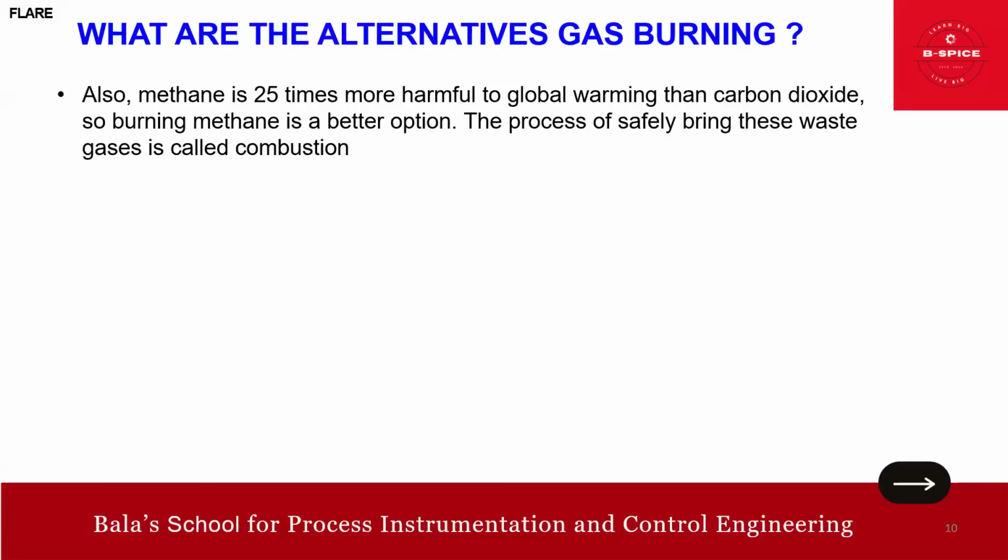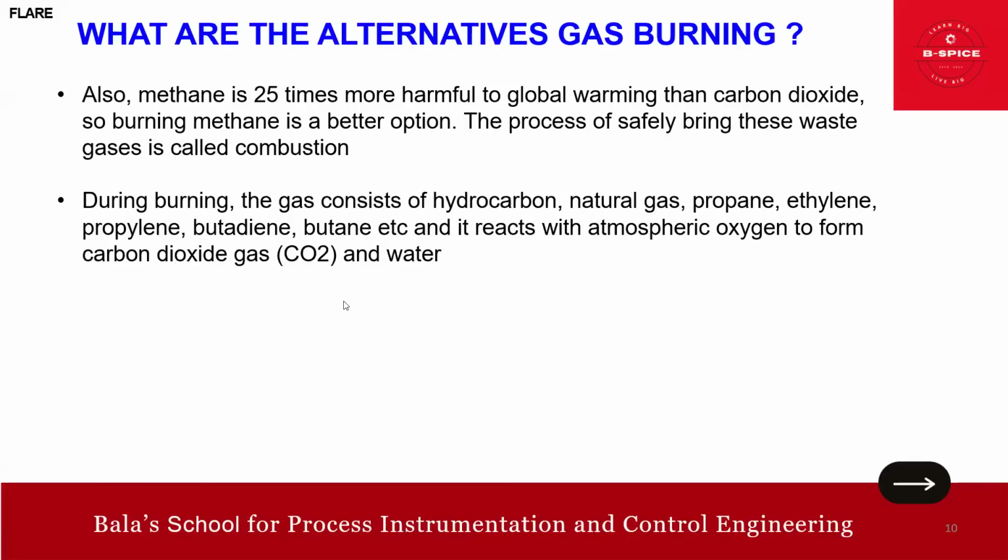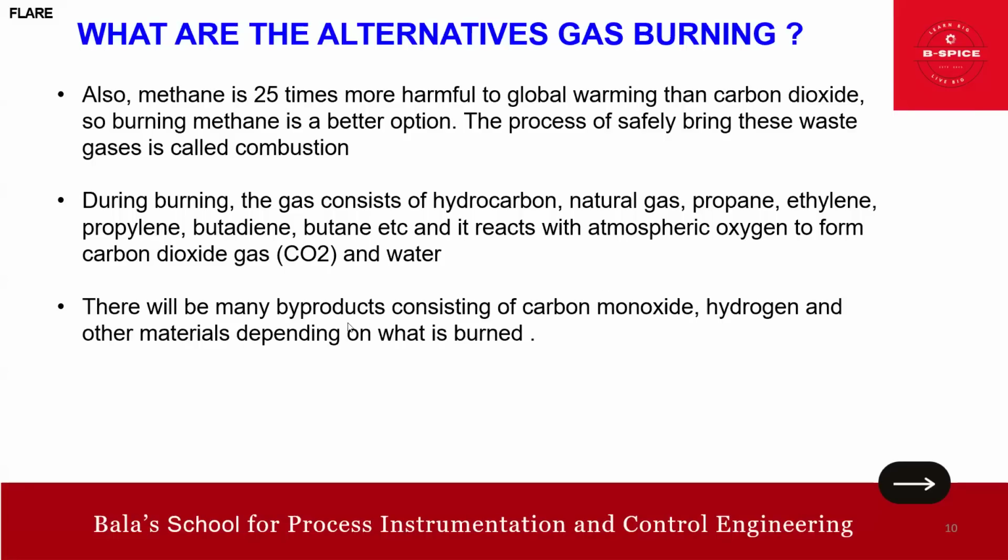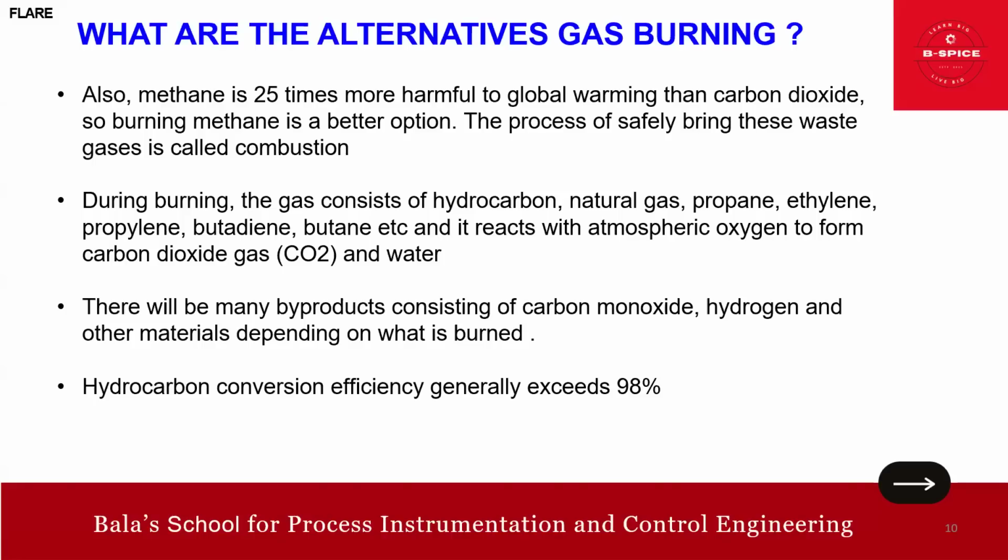The process of safely burning these waste gases is called combustion. Of course, we all knew this. During burning, the gas consists of hydrocarbons, natural gas, propane, ethylene, propylene, butadiene, butane, etc. It reacts with atmospheric oxygen to form carbon dioxide gas and water. There will be many byproducts such as carbon monoxide, hydrogen and other materials depending on what is burned. But fundamentally the hydrocarbon conversion efficiency generally exceeds 98%, friends.